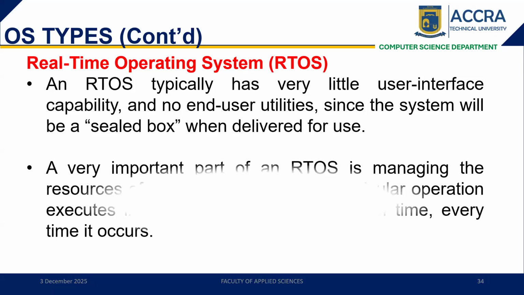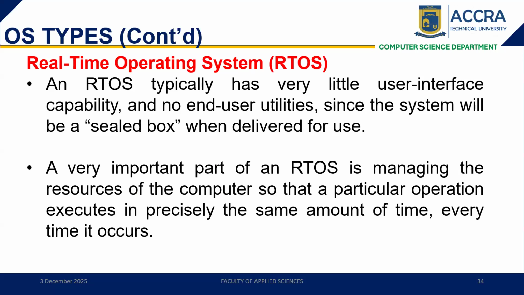So the real-time operating system is looking at how it can manage the resources of a computer for a particular operation to execute in a precise amount of time every time it occurs. Basically, what we should understand is where it is used. How it is used, you have to learn. If you don't know how to, there are so many things in Windows that not everybody knows how to do.